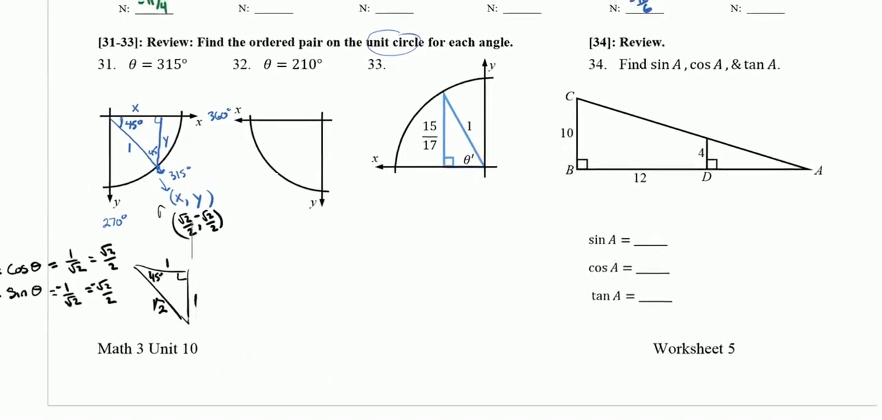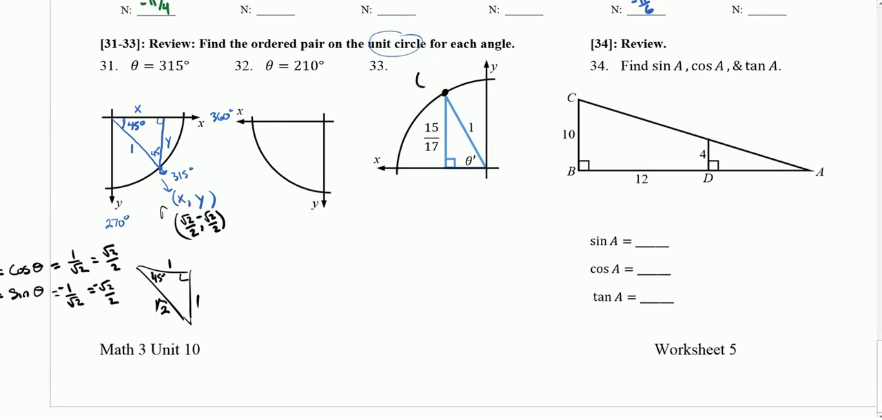For number 33, again, we're looking for this xy coordinate. We know one of them. We know the y value is 15 over 17. We don't know the x value. We have this right triangle here, and we can come up with the x value by using the Pythagorean theorem. So we could say that x squared plus 15 over 17 squared equals 1 squared. 15 squared is 225. 17 squared is 289. It should be a plus sign, not an equal sign. Equals 1 squared, which is 1.